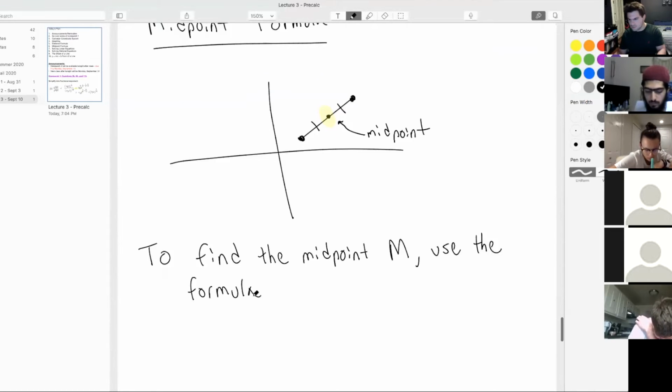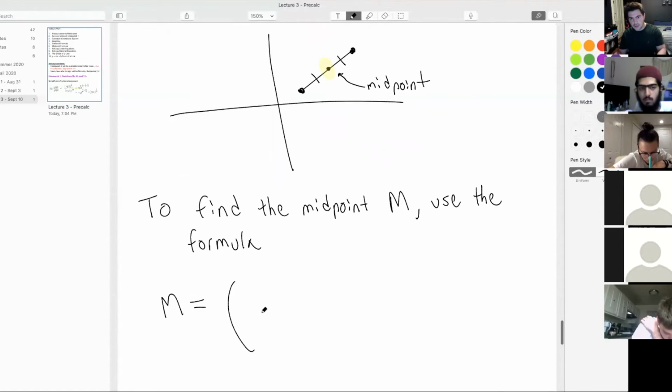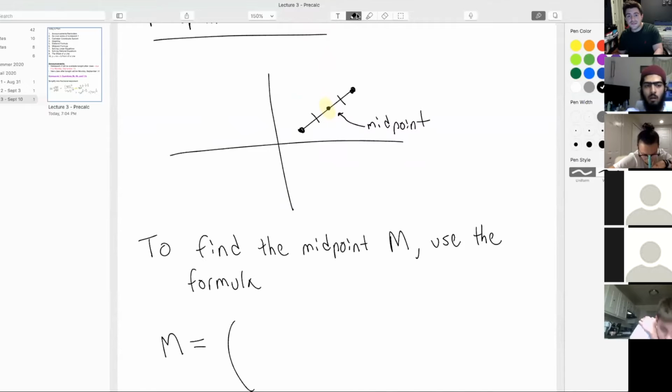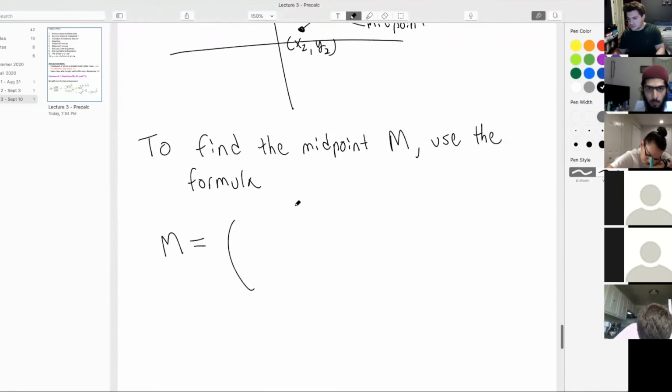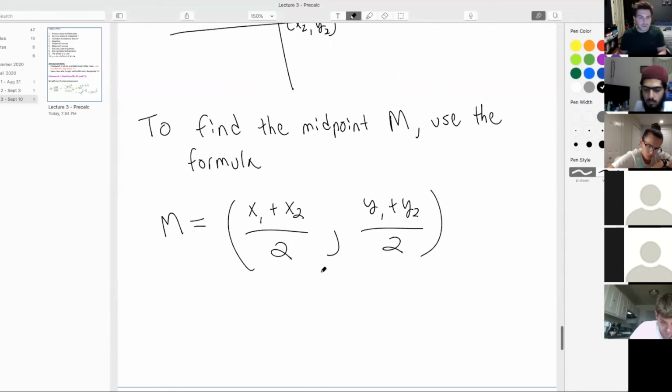Okay, so maybe this will look familiar. Capital M, midpoint. By the way, these coordinates have names. This coordinate I'll call x1, y1, and this one I'll call x2, y2. So all you do is x1 plus x2 divided by 2, comma, y1 plus y2 divided by 2. So that is the formula.